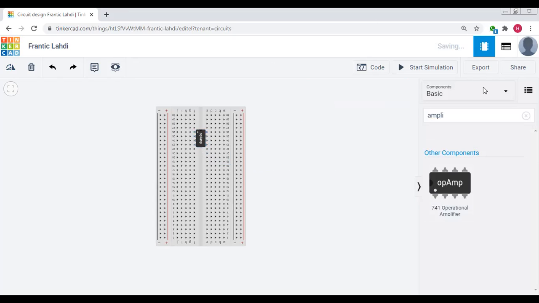This is our IC, that is the 741 operational amplifier IC, and this is an 8-pin IC, as I already told you. The numbering of this IC starts from the left side. So here this is our pin number first, second, third, fourth, fifth, sixth, seventh, and 8. So there are a total of 8 pins on that IC.